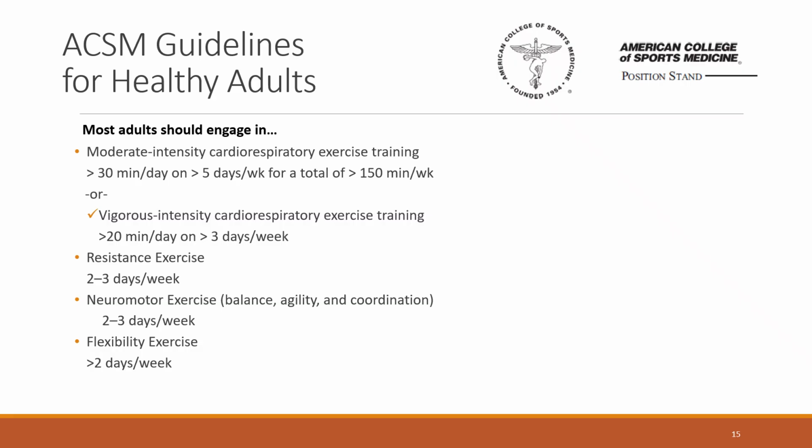Resistance exercise, 2 to 3 days per week. This is per body part, right? So if you're doing one exercise list. Neuromotor exercise, such as balance, agility, and coordination. This is what we call skill components, right? 2 to 3 days a week. Flexibility exercise, more than 2 days a week. Flexibility exercise works best if it's done at the end of the workout. So maybe you do, depending what type of workout you do, you always include some flexibility range of motion exercises.